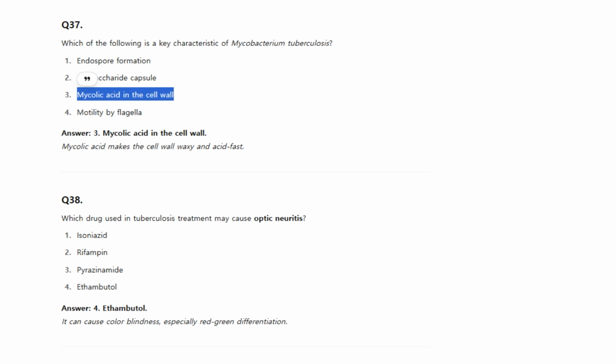Q38. Which drug used in tuberculosis treatment may cause optic neuritis? 1. Isoniazid. 2. Rifampin. 3. Pyrazinamide. 4. Ethambutol. Answer 4. Ethambutol. It can cause color blindness, especially red-green differentiation.